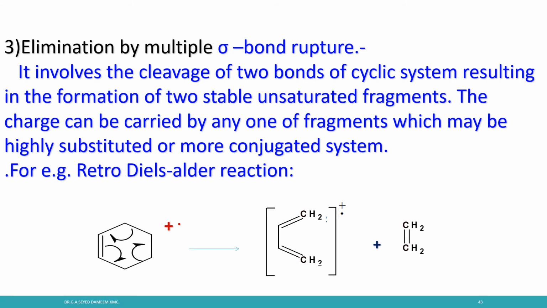The third type of fragmentation is elimination by multiple sigma bond rupture. By taking a cyclic compound, sigma bond rupture is given. It gives two species: one has a positive charge, and the other is a neutral molecule. This reaction is the reverse of the Diels-Alder reaction, that is, the retro Diels-Alder reaction. In example 2, sigma bonds are ruptured, forming an ion and a neutral molecule.